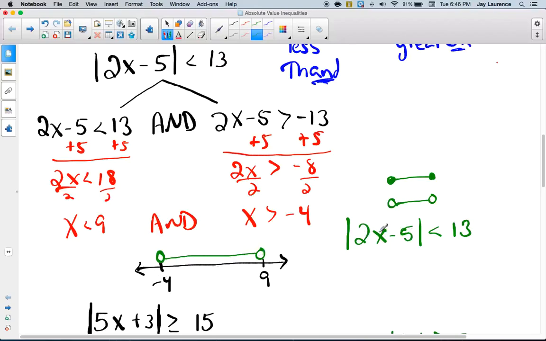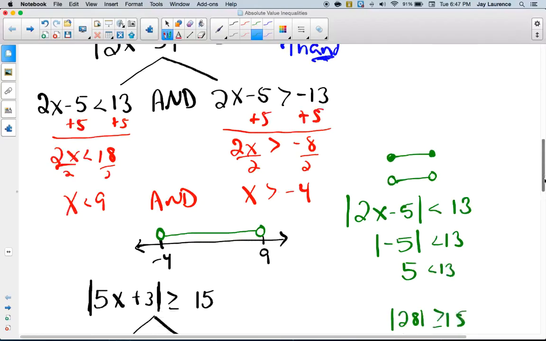2 times 0 is 0. 0 minus 5 is -5. So I have the absolute value of -5 is less than 13. Well, what's the absolute value of -5? It's +5, of course, because how many spaces is -5 from 0 on a number line? And 5 is less than 13. So you see how this works? It's so easy to check our work.